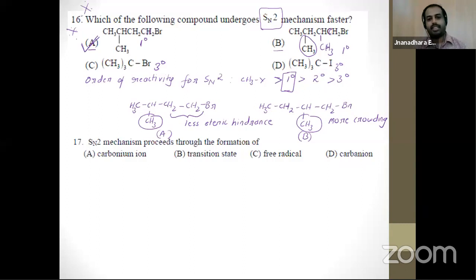Question number 17 is again a cakewalk. Very easy. SN2 mechanism proceeds through the formation of. I'll not even look at your chat response because I'm sure all of you would have suggested option B. Transition state. No intermediate here. That is SN2 mechanism. Question number 17. Yes. So let's see what's next.